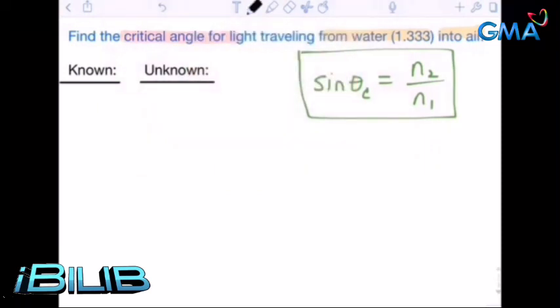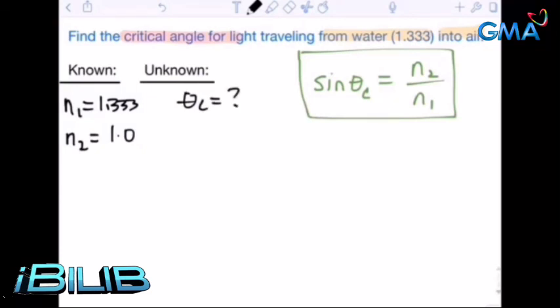Okay? So as we said, we know two things. We know that we're traveling from water and into air. So water is our first substance. So N1 is 1.333. And air is our second substance. So N2 becomes 1.0 because air is always 1.0. And what we want to find is theta C. That's our symbol for critical angle.